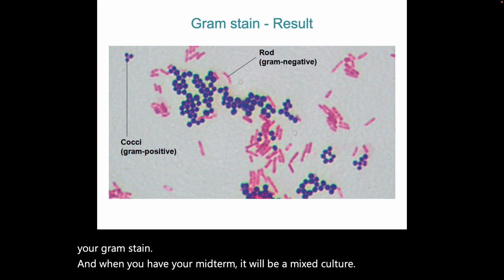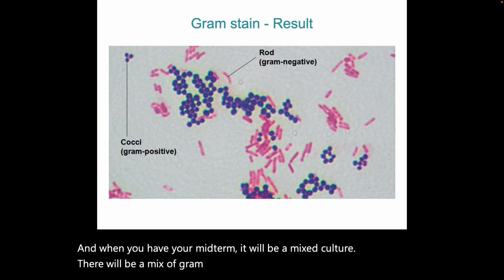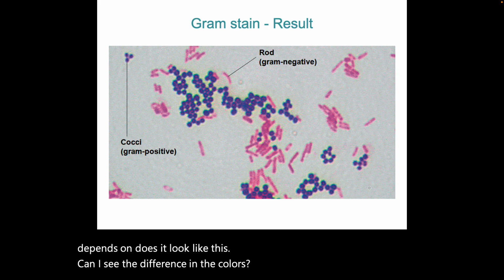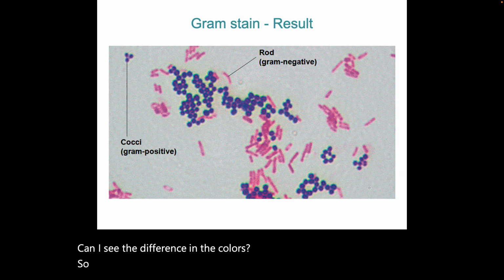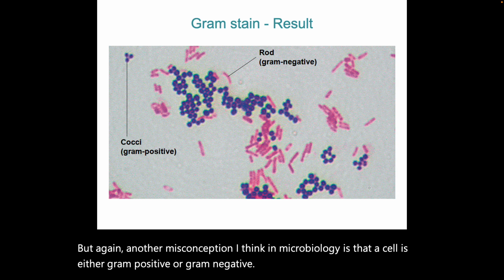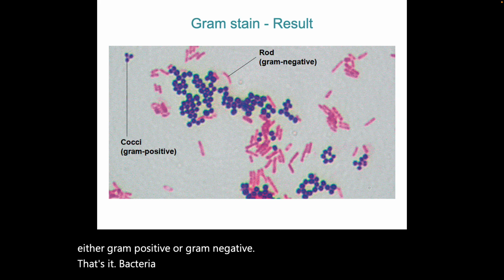There will be a mix of gram-positive and gram-negative, and your score depends on, does it look like this? Can I see the difference in the colors? So that's the most common differential stain. But again, another misconception, I think, in microbiology is that a cell is either gram-positive or gram-negative. That's it. Bacteria are only gram-positive or gram-negative. That is not it.